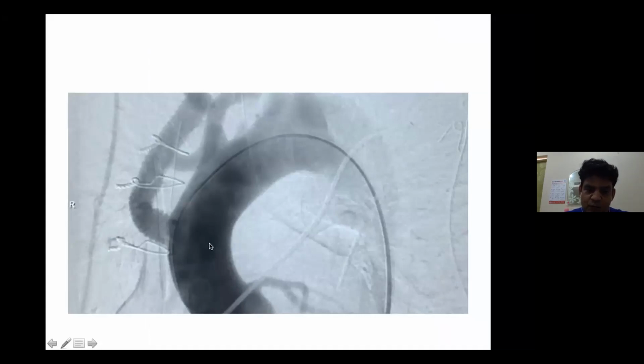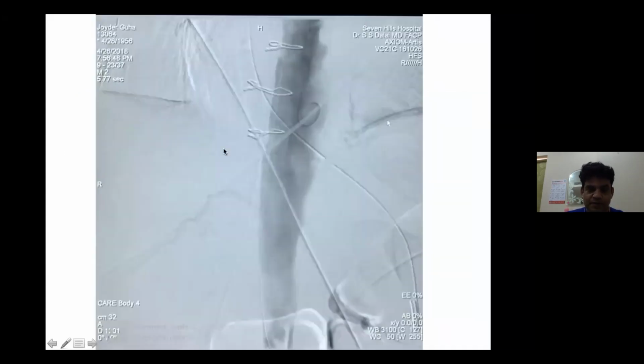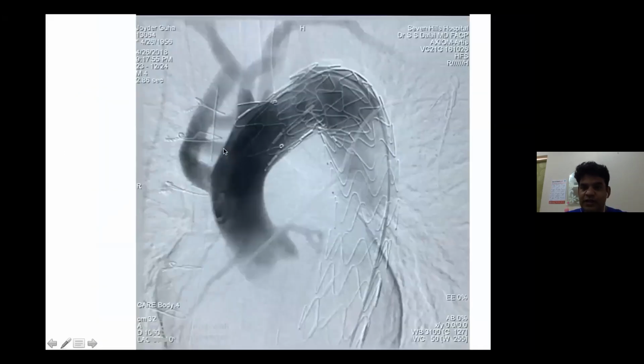On day one, what we did is that we took a Y graft and connected the lower limb of the Y to the ascending aorta, the second limb to the brachiocephalic, and the third limb to the common carotid artery. And once we had done that, we deployed a graft, which is just coming over here. Then we deploy the complete graft over there.